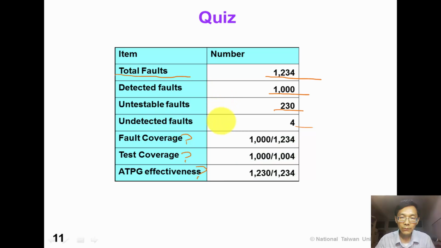Yes. Fault coverage is the number of detected faults over the number of total faults. Test coverage is the number of detected faults over the number of testable faults, which are 1,004. ATPG effectiveness is the number of detected faults plus the number of untestable faults over the number of total faults. So here is the answer.